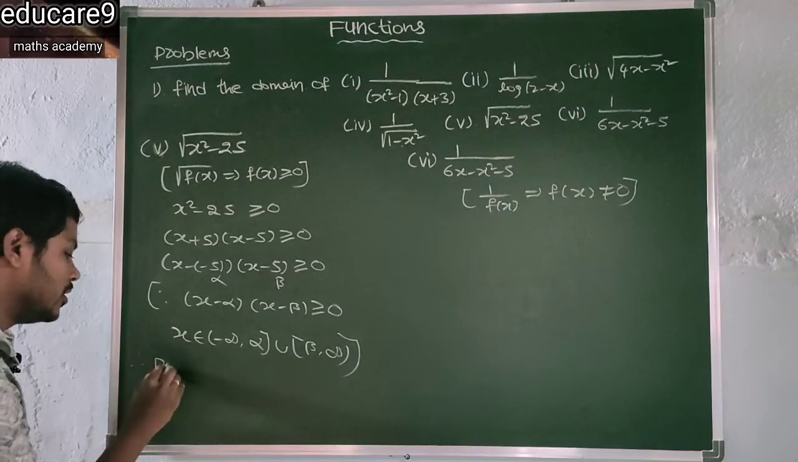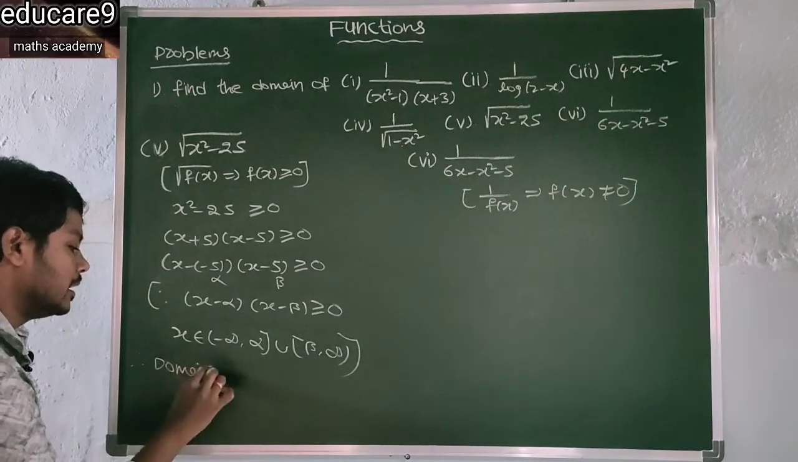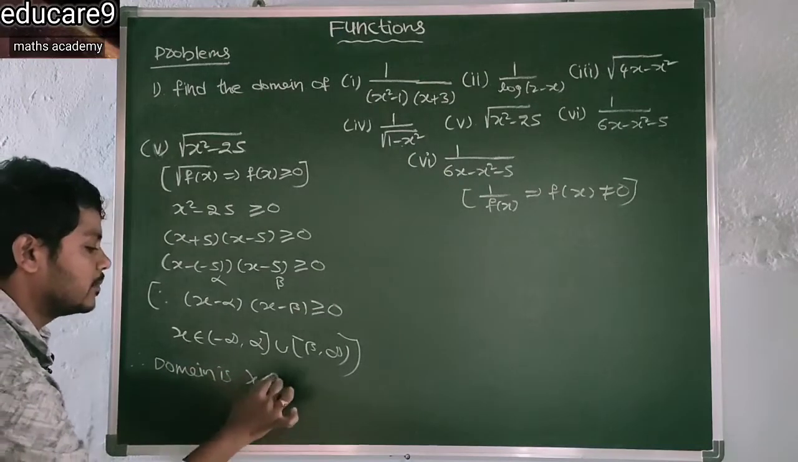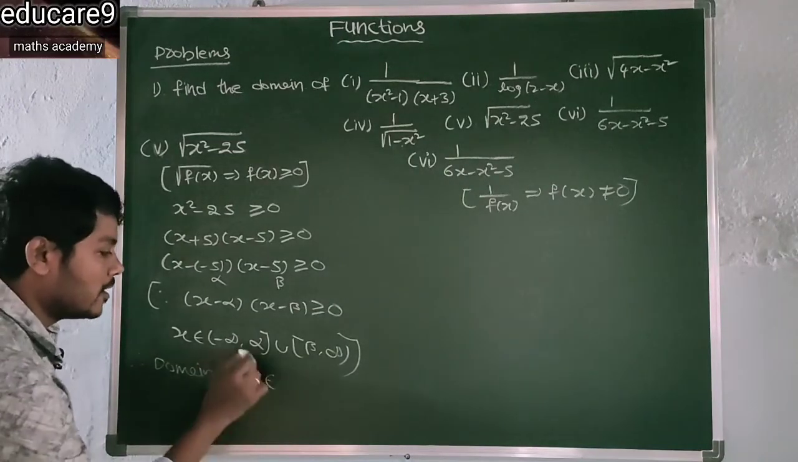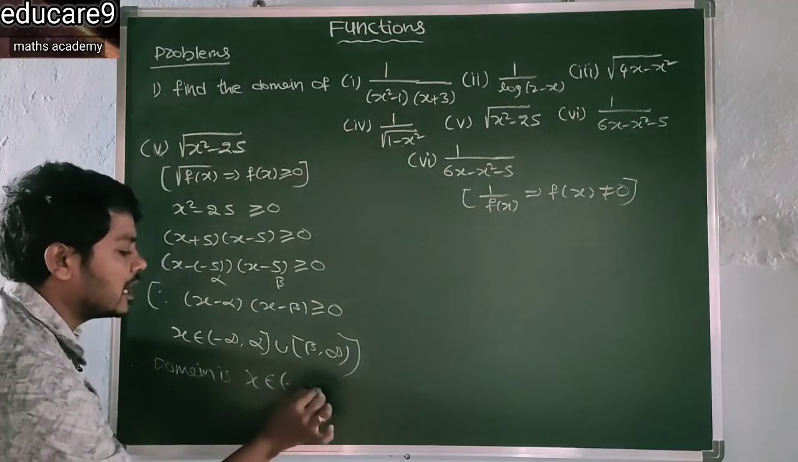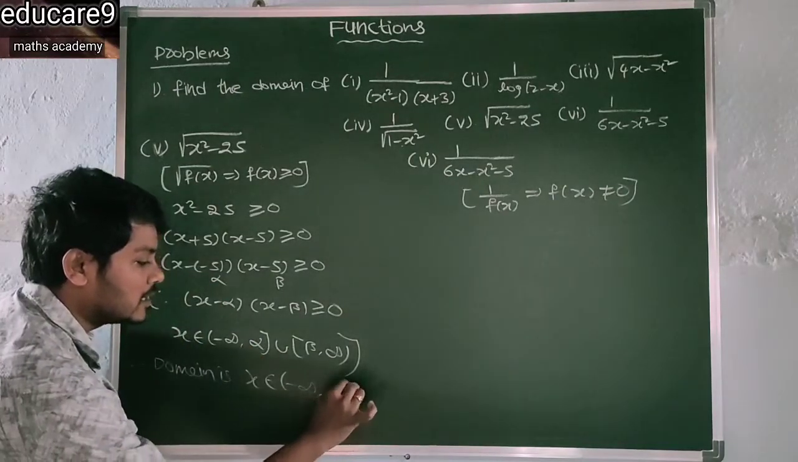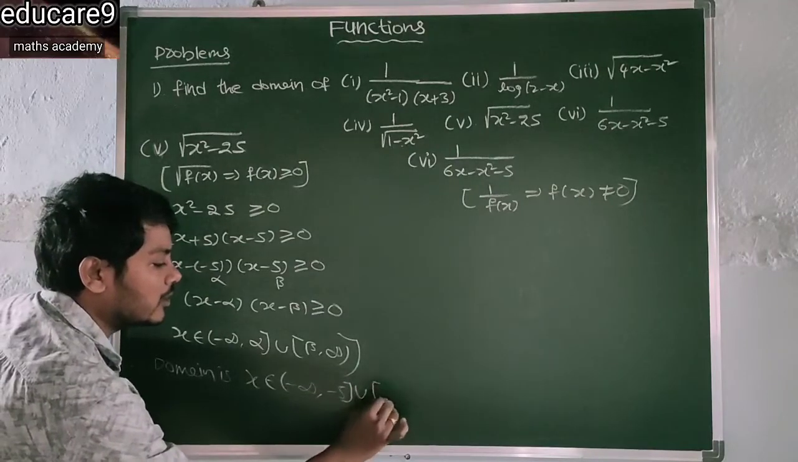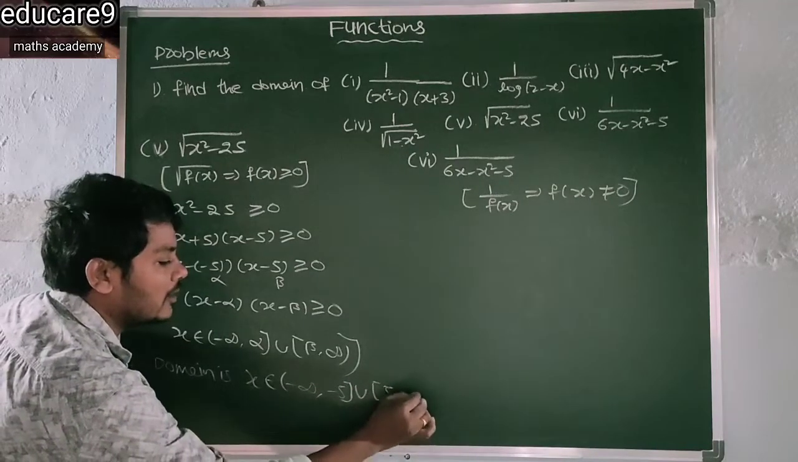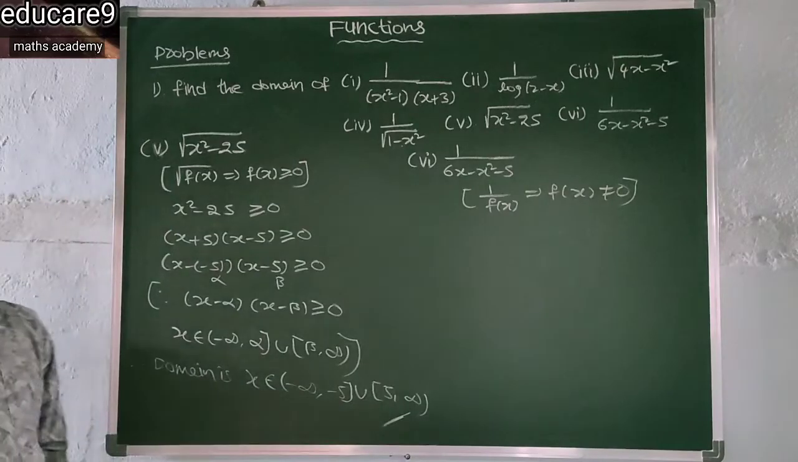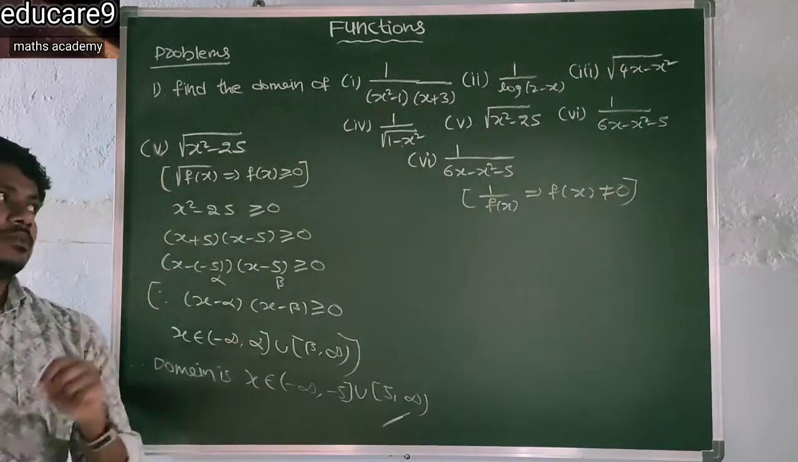Therefore domain is what? x belongs to minus infinity comma alpha. What is alpha? Minus 5. This is closed, union closed beta, that is 5 comma infinity. This is the domain of the given function.